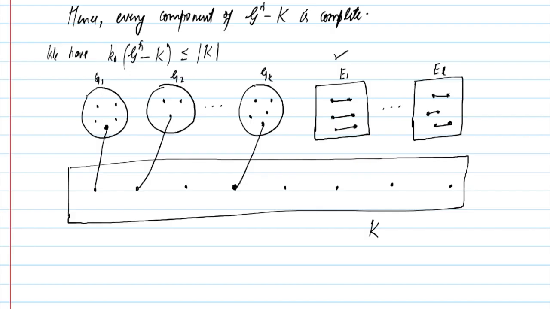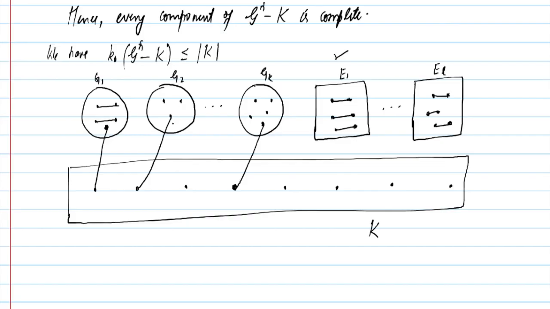And now these G_i, G1, G2, Gk, they are the odd components, but they are also complete, and there is at least one vertex incident or adjacent with some vertex of K. Now, removing exactly one vertex from these G_i, the remaining graph will be a complete graph of even order. So therefore for the remaining we can construct a matching in this way.